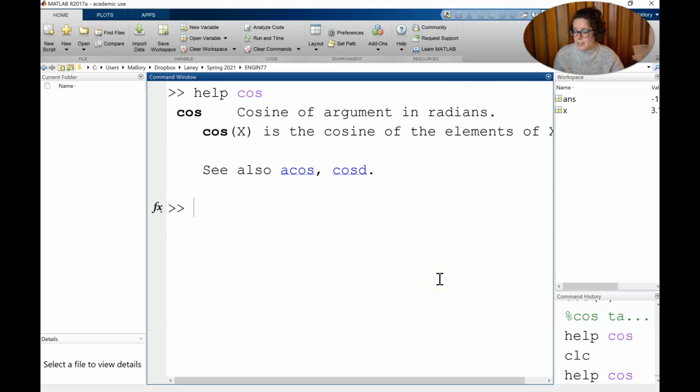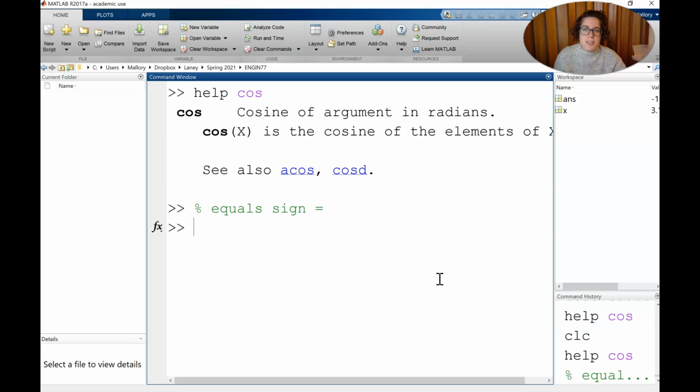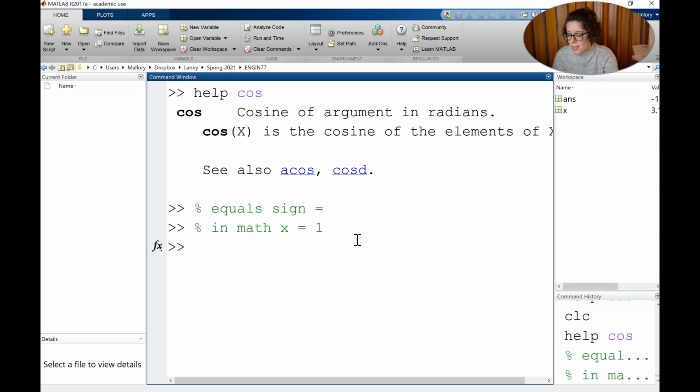Something I want to make clear is when using an equal sign. So an equal sign in math, and an equal sign as most of us know it. So in math, typing the equation x equals 1 means that x is 1. It means x is defined by 1, x is 1. They are the same thing. That is not what it means in programming.